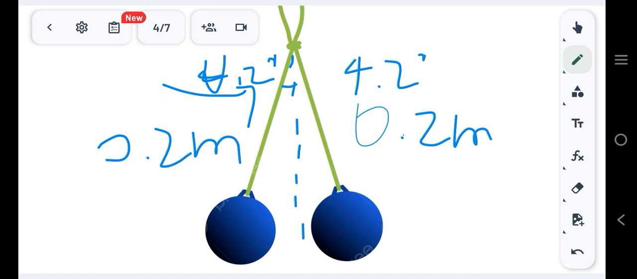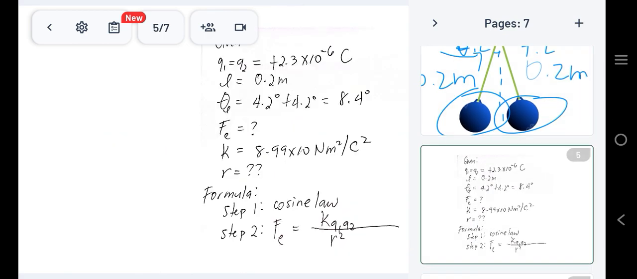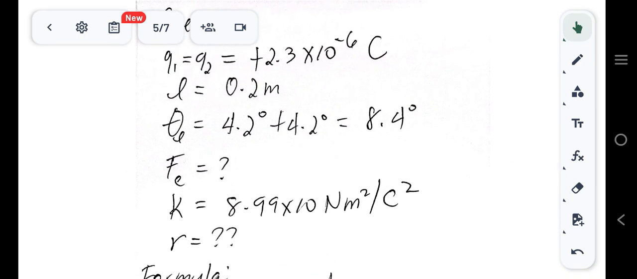So, we will be trying to find the electrical force. But if you try to find the electrical force, we only have the Q1 and the value of K. We don't have the distance. So in order for us to solve the problem, from the given values we have the charges of the lato-lato balls, which is 2.3 times 10 raised to negative 6 coulomb, and the length of each string is 0.2 meters. Then the angle of each string from the vertical axis, or the y-axis, is 4.2 degrees each. Adding that becomes 8.4 degrees in total, the theta.